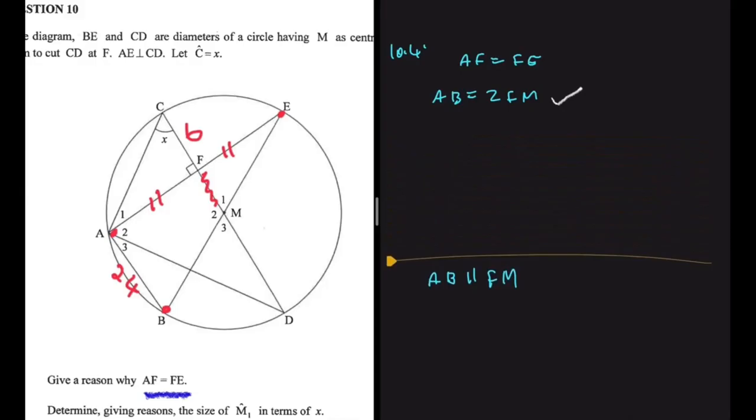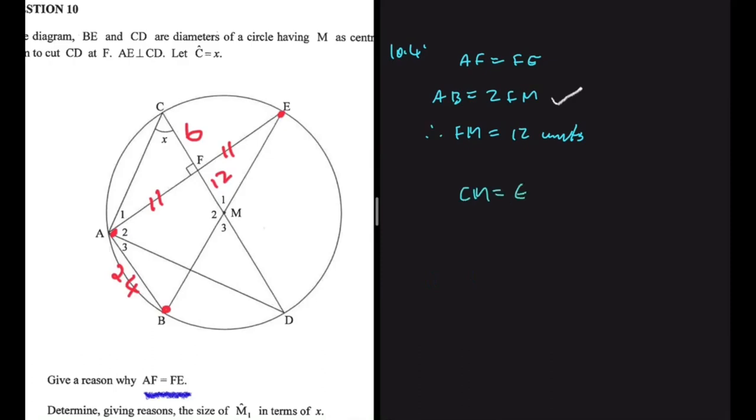So if AB is equal to 2FM and we know that AB is equal to 24, then we conclude and say that FM is equal to 12 units, right? So we have 12 right here. Let me just replace these and put 12 right here, and just like that we are almost done, right? Let me show you what I'm talking about. CM is equal to EM is equal to 18 units, right? That is because they are all radiuses, right? Radiuses are equal to each other. So from M to E is 18 units, right?